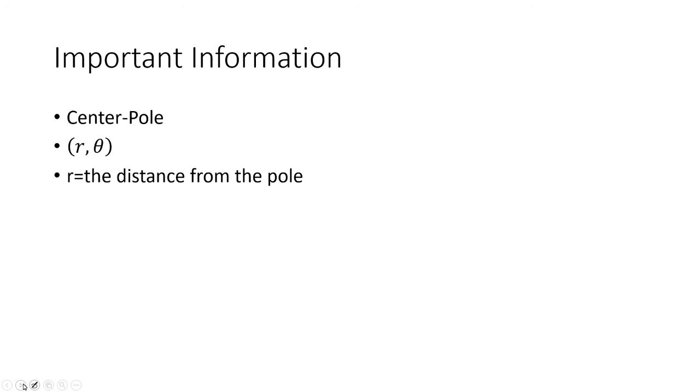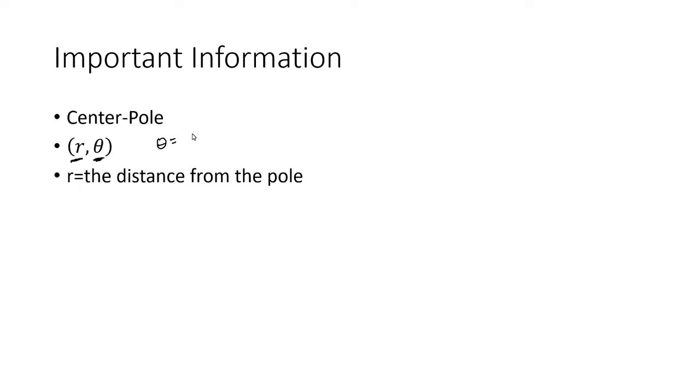Okay, let's take a look at polar coordinate graphing. So some important information to know is that whenever looking at a polar graph, the center is always going to be called the pole. Another important thing is that the first number is always going to be the radius, and the second number is going to be the angle.